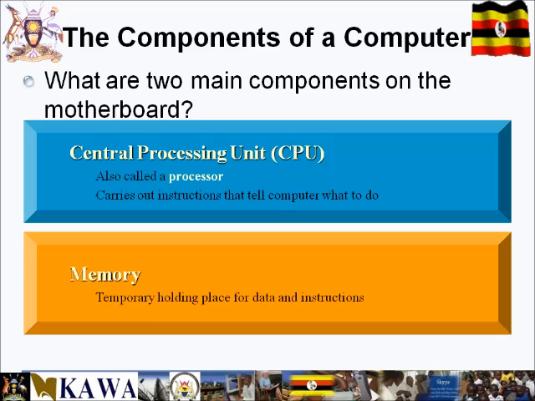So what are the 2 common components on the motherboard? There is the central processing unit, CPU, also called a processor. It carries out instructions that tell computers what to do. Then on a motherboard you also find memory. Memory may refer to a temporary holding place for data and instructions.